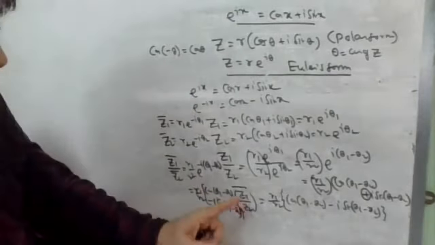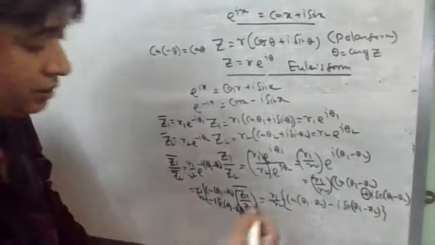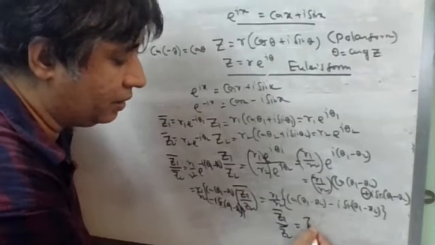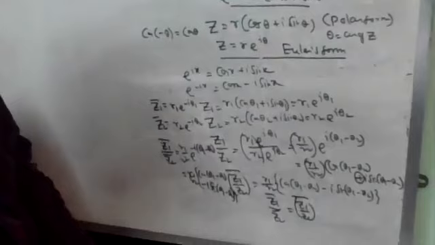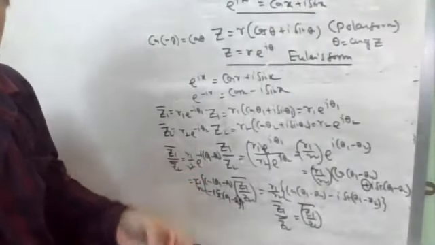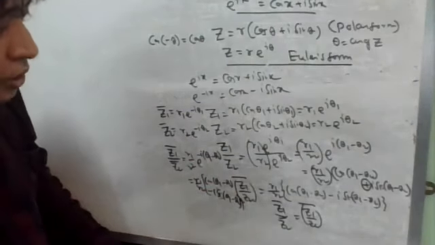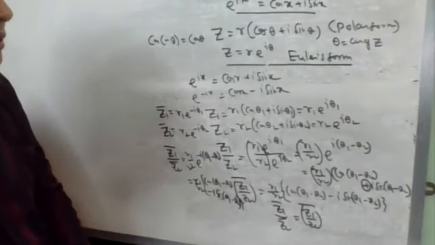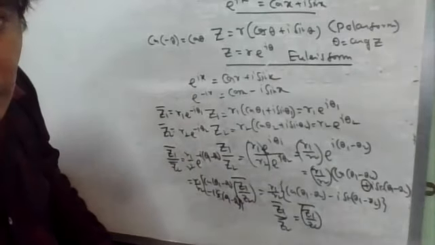So Z1 by Z2 whole bar is the same as Z1 bar by Z2 bar. Hope you understood the proof. Important proof, that is a concept builder, an application of Euler's form in complex numbers. Okay. So what did we learn today? In summary, let us discuss.